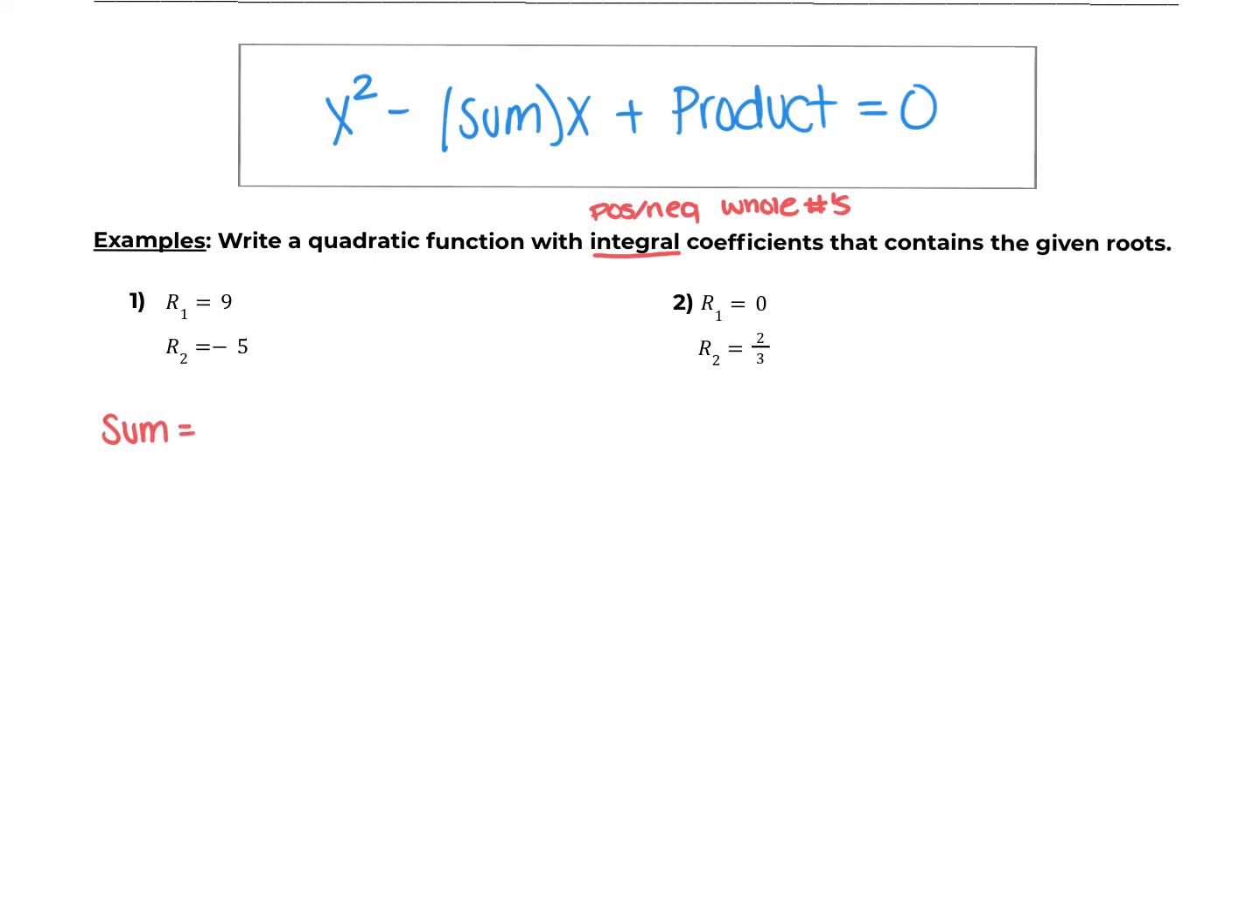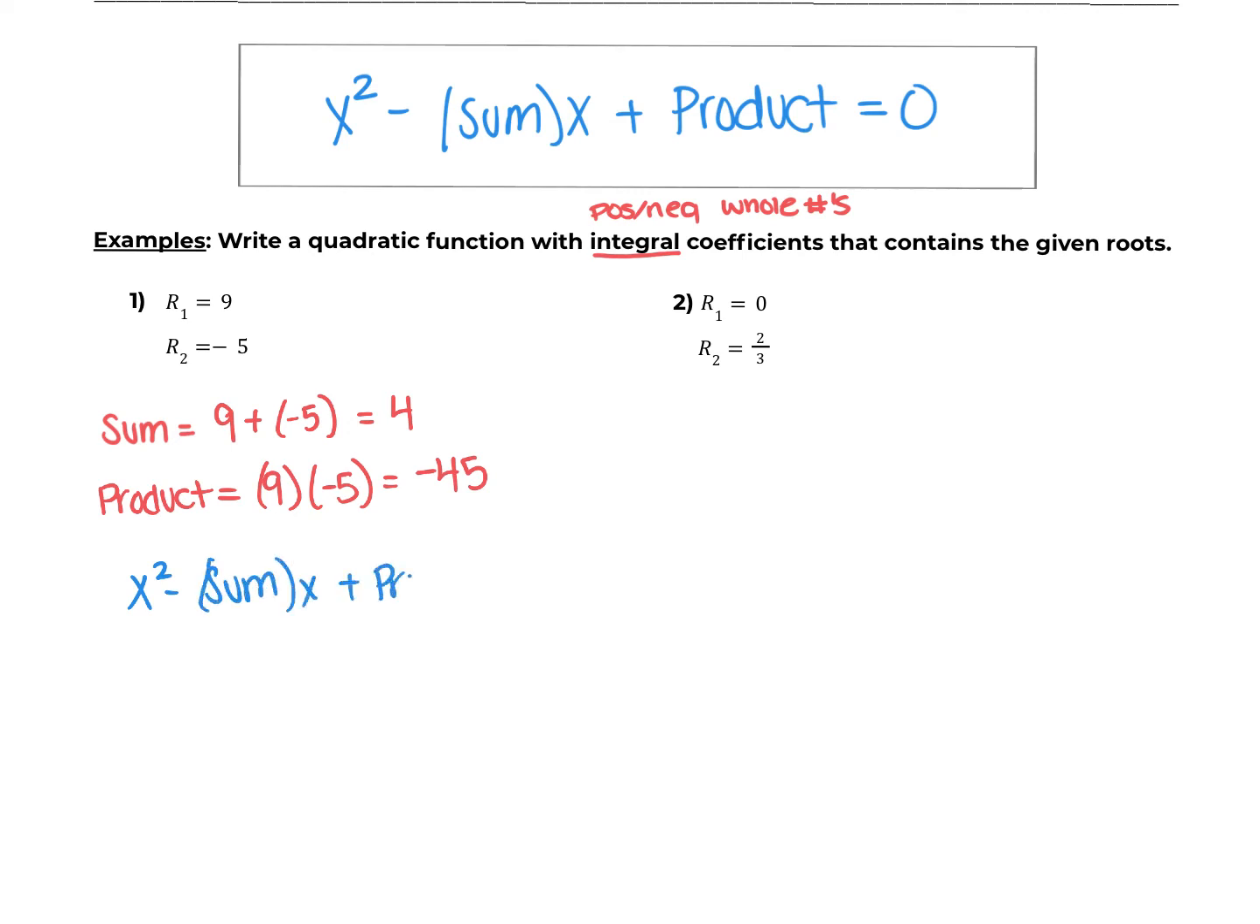In this first problem, we have 9 and negative 5 as my roots. So let's add them up. 9 plus negative 5. When you add that, you get 4. Now let's look at their product. Product means 9 times negative 5, which is negative 45. So what we're going to do is plug these values into our new equation. We know that it's x squared minus the sum x plus the product equals 0.